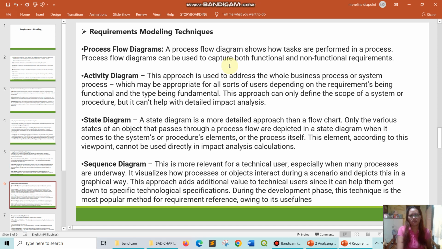Sa sequence diagram, this is more relevant for technical users, especially when many processes are underway. It visualizes how processes or objects interact during a scenario and depicts this in a graphical way. This approach adds additional value to technical users since it can help them to get down to specific technological specifications. So during the development phase, this technique is the most popular method for requirements reference owing to its usefulness.